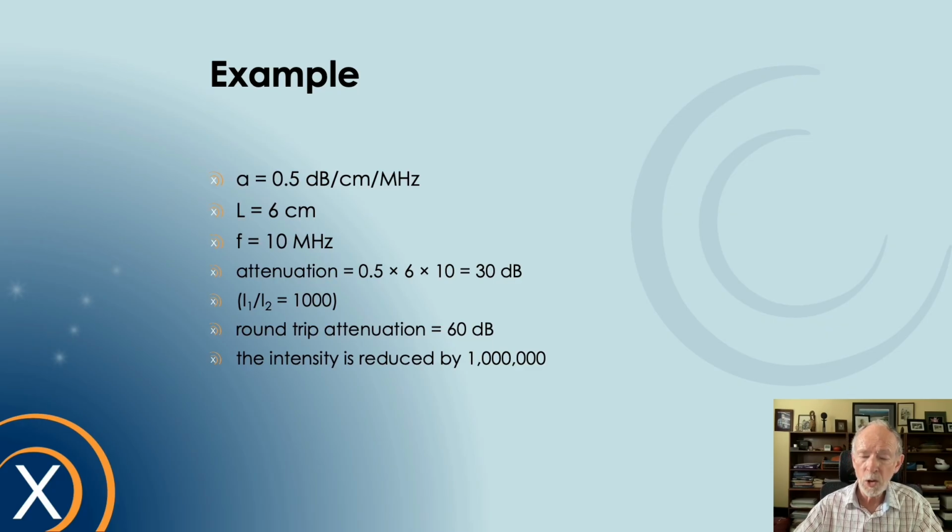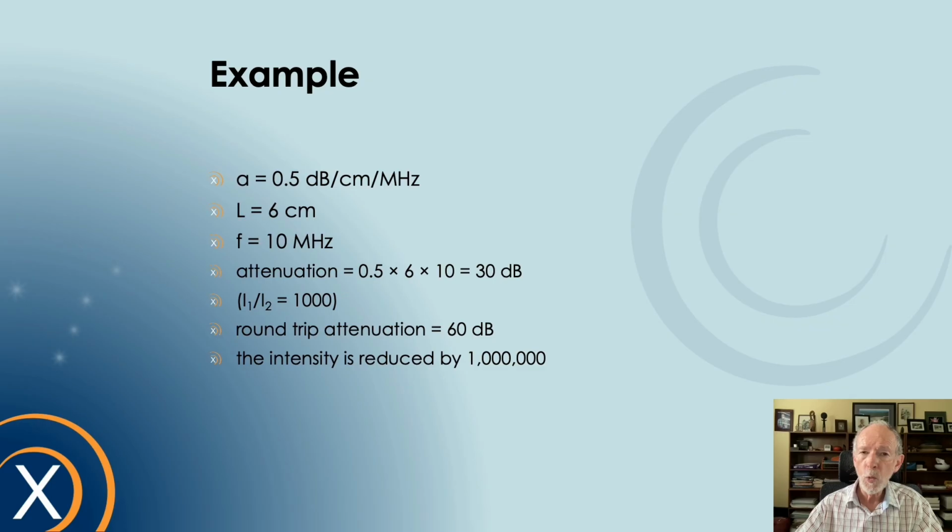So you can see that the transmitted pulse can be attenuated by an amount of 1,000 times in traveling through 6 centimeters of tissue. Now imagine that an echo is produced at that depth. That's some tissues at 6 centimeters of depth. The echoes produced by that are going to travel back to the probe through 6 centimeters of tissue. So those echoes will also be attenuated by the same amount, by 30 decibels or a factor of 1,000.